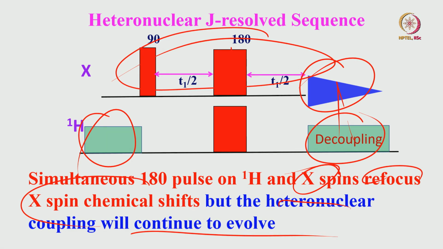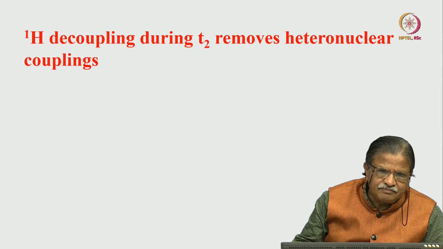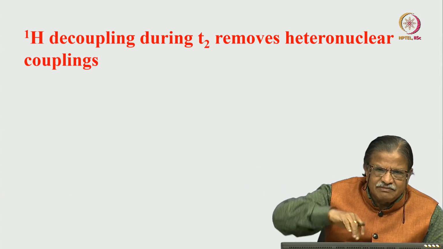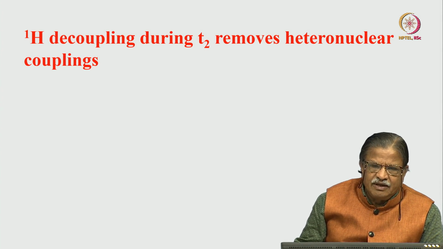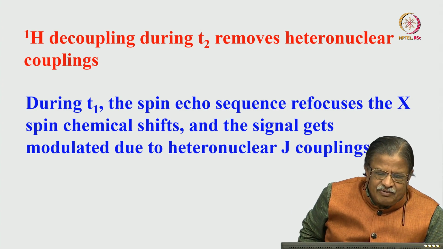In the heteronuclear J-resolved, as we discussed in the spin echo, simultaneous application of 180 pulses on both channels, both the X nucleus and proton, makes sure coupling evolves, but chemical shifts get refocused. With that idea, a simple pulse sequence design, we can do the experiment and in the t2 dimension collect the spectrum of the heteronucleus, like carbon-13 or nitrogen-15, and decouple the protons. So, this is what happens.